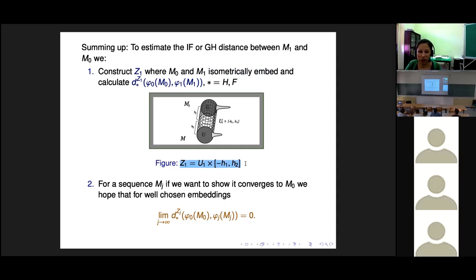with top U1. Okay, and once you embed this, if you have a sequence, because we want to consider a sequence of manifolds, and we want to show that it converges to some fixed M0, what you have to do is create one space for each pair, like Mj and M0, embed there, take the Hausdorff or the flat distance inside, and hopefully, if your embeddings were chosen correctly, then the limit of these distances is going to go to zero, and hence the intrinsic flat distance is going to go to zero. Good.